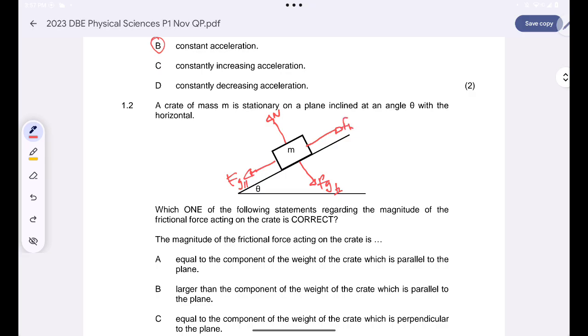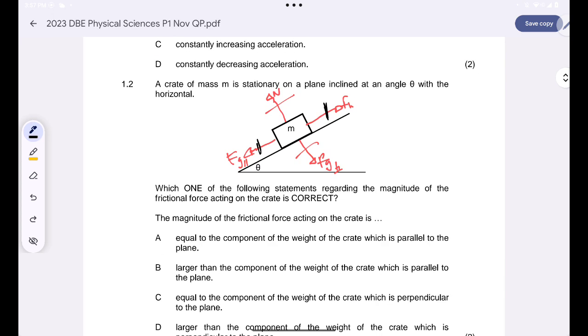This is FK. Okay, for this thing to be stationary there, it simply means that all the forces are balanced, in such a way that the normal force is equal to FG perpendicular and the frictional force is equal to the gravity parallel. Hence the block is just standing stationary there. So the answer for question 1.2 will go for A as well.